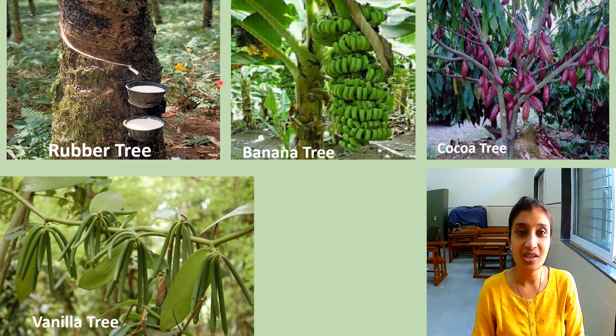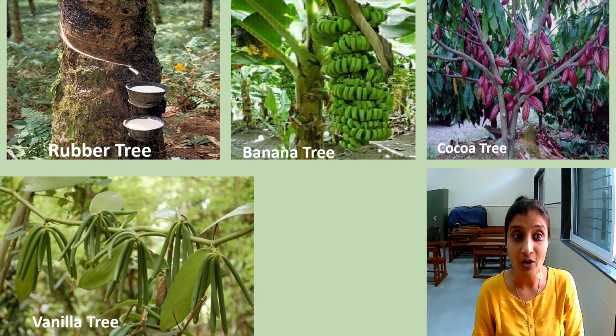Look at these pictures, children. Trees and plants like rubber tree, banana, cocoa and vanilla are also grown in the equatorial forest. All these trees are very useful and have medicinal properties. These trees are also grown by people because they are so useful.